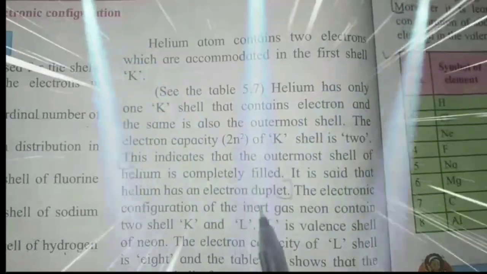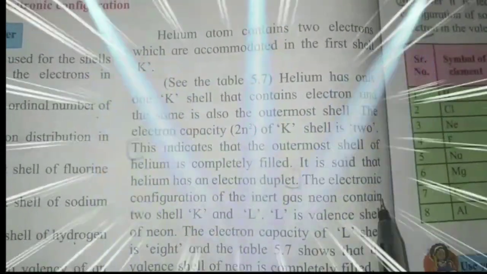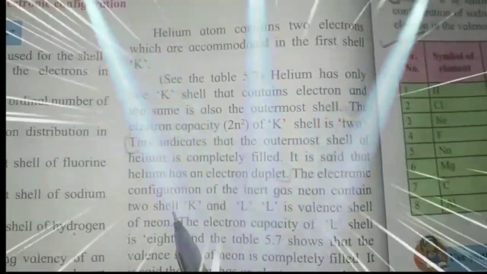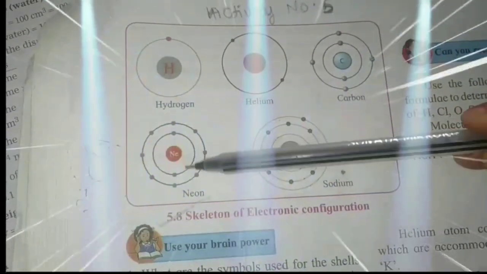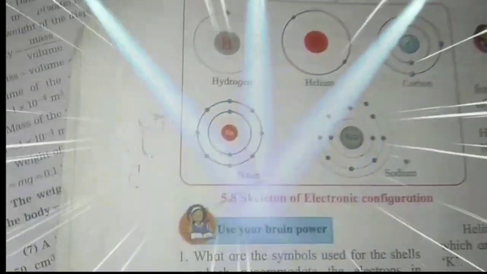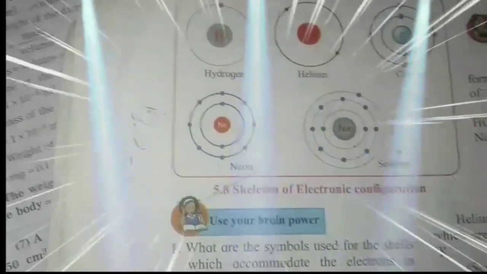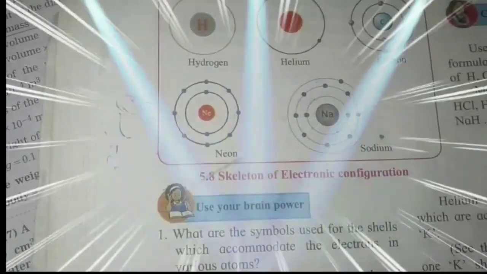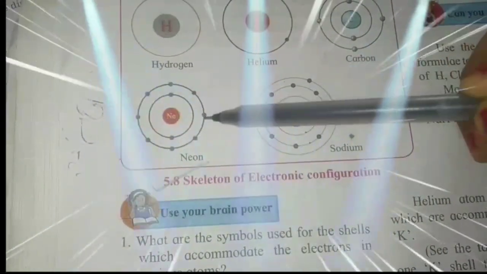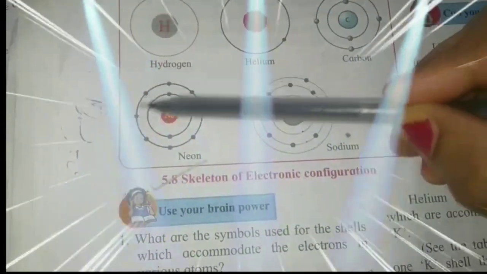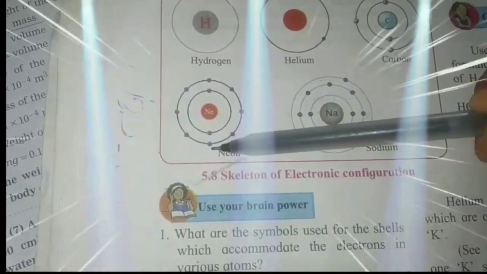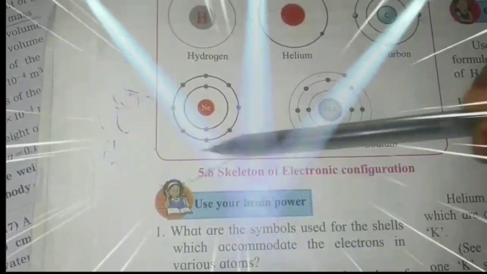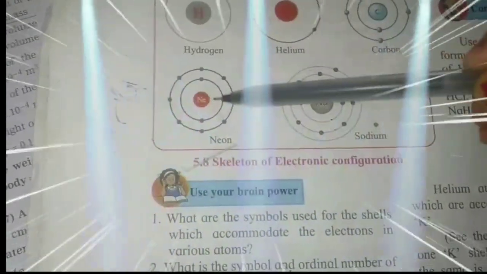The electronic configuration of the inert gas neon contains 2 shells, K and L. You can see students, neon, its K and L. The electron capacity of L shell is 8. You can count it 1, 2, 3, 4, 5, 6, 7, 8. So it is completely filled. It is said that neon has an octet. It is an electron octet.